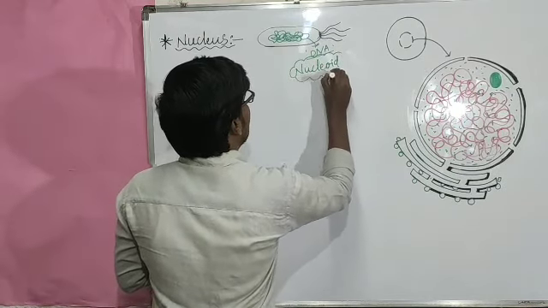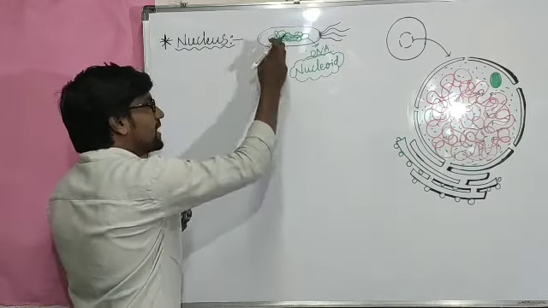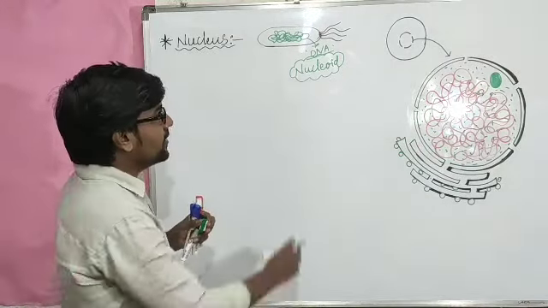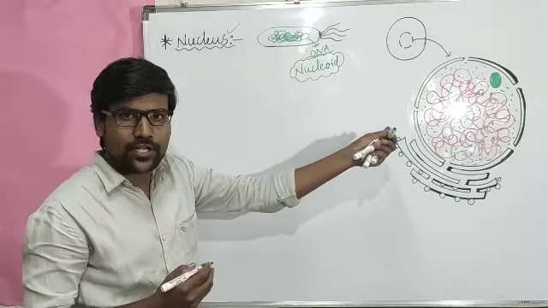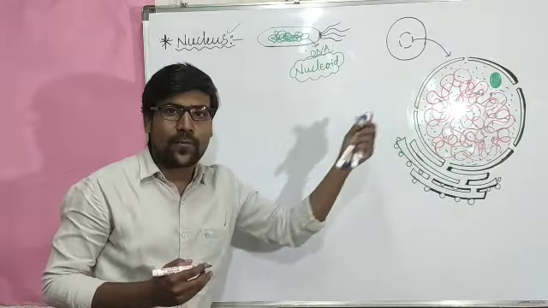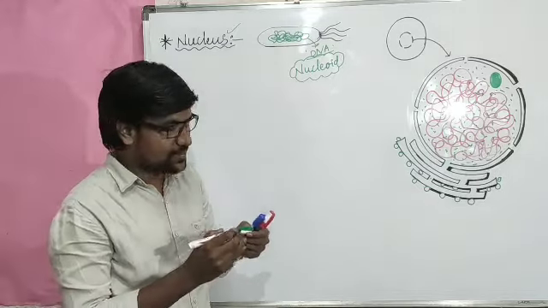See, just imagine the difference. In a prokaryotic cell, we use the term nucleoid. In the eukaryotic cell, we use a particular term. Why? Because it has a particular shape. Why? Because it is covered by a boundary. So that is a nucleus.